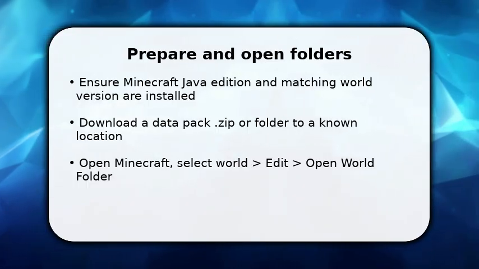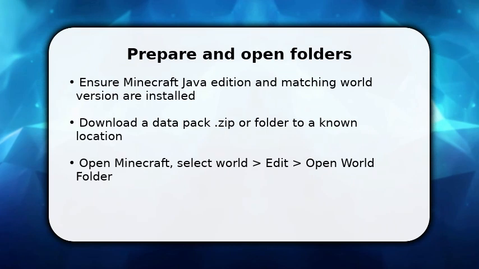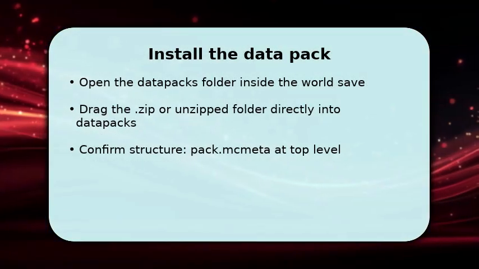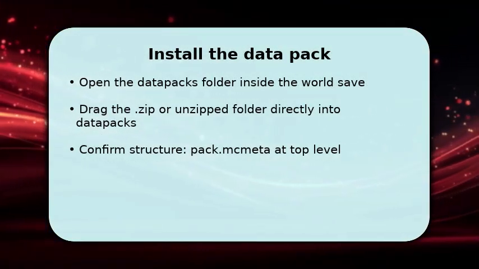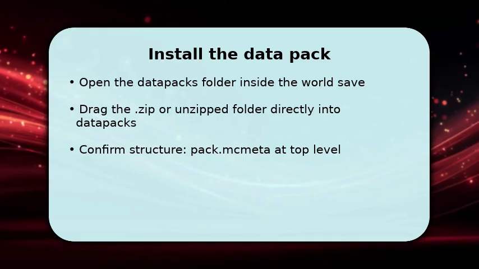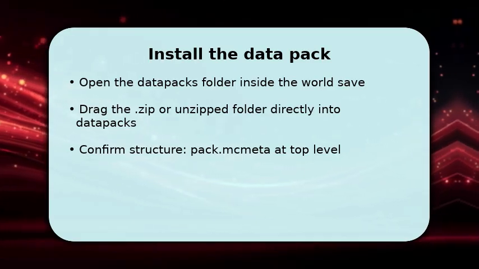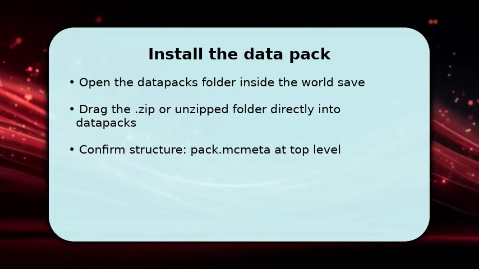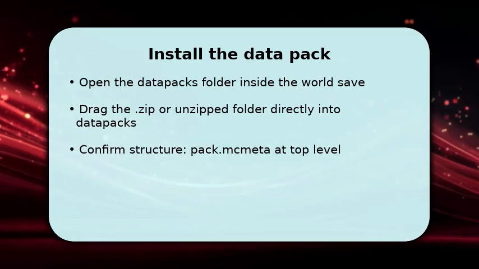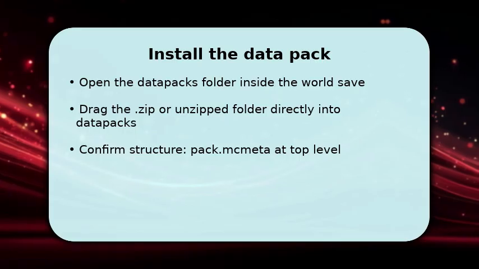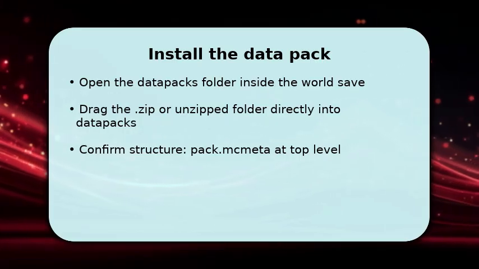Now you install the pack by opening the World Saves Data Packs folder. This is where Minecraft looks for custom content. Drag the downloaded zip or the unpacked folder straight into that data packs directory, making sure pack.mcmeta sits at the top level so the game recognizes it. Once added, close the folder and return to Minecraft.